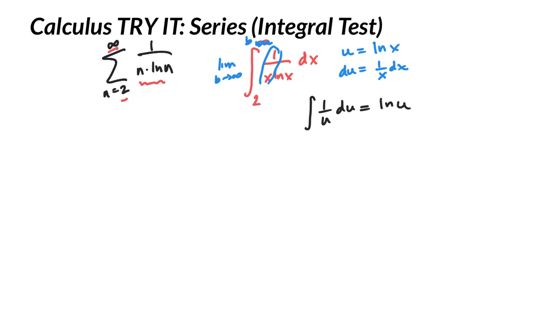So now going back, that means I've got the limit as b goes to infinity of the natural log of x evaluated at b and 2. Well, plugging in infinity, the natural log of infinity is infinity. So this is infinite. And then you've got the natural log of 2, but it's infinity. This diverges. And therefore, so does this.